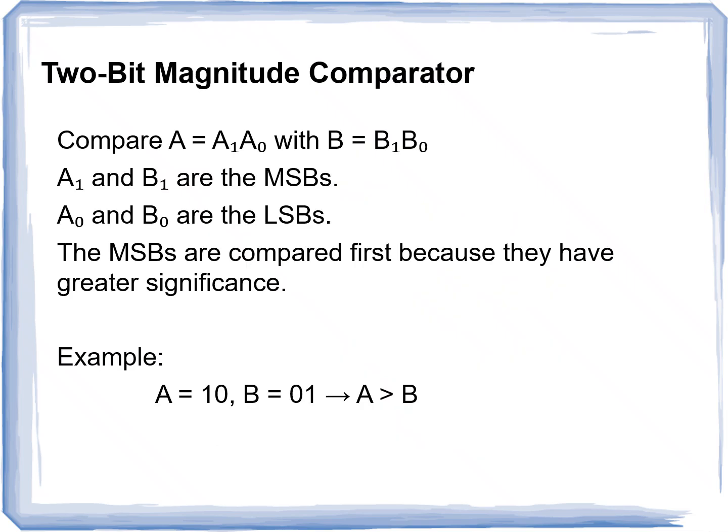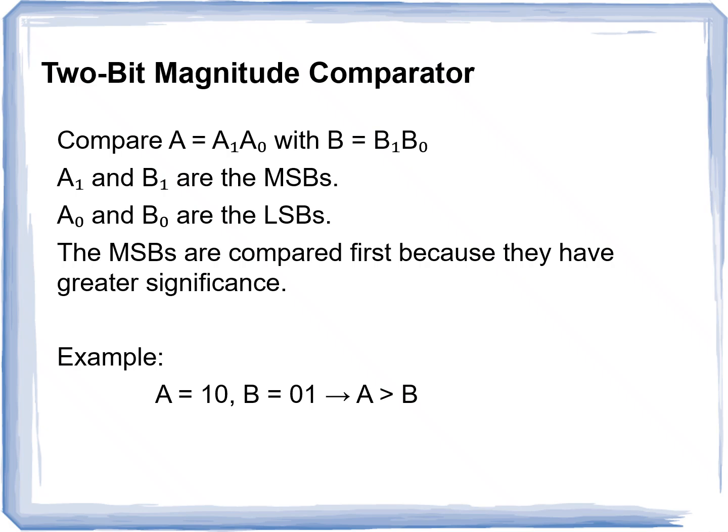Next, the 2-bit magnitude comparator. In a 2-bit magnitude comparator, we are going to compare two binary values, A1 A0 and B1 B0. In this case, we first compare the MSB bits, because the MSBs have the greater significance.